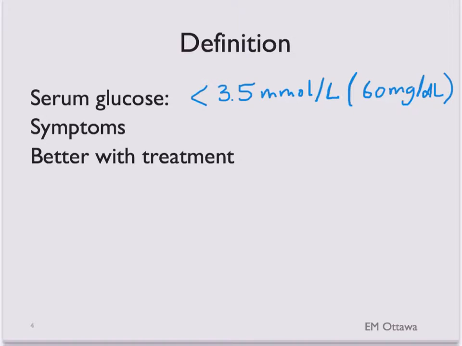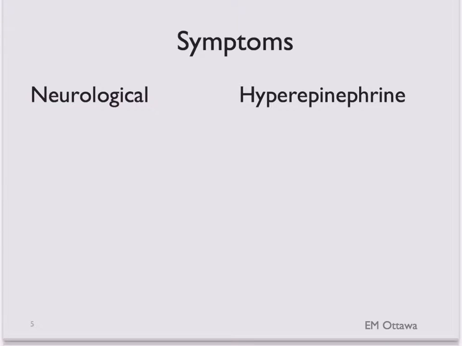Patients who have hypoglycemia should also have some symptoms of hypoglycemia. And once their hypoglycemia is being reversed, their symptoms also get better. Therefore, we need to know the symptoms of hypoglycemia. They are divided into two main categories. They include neurological symptoms and symptoms due to high epinephrine in the body.